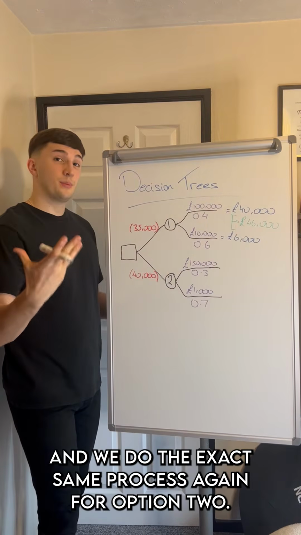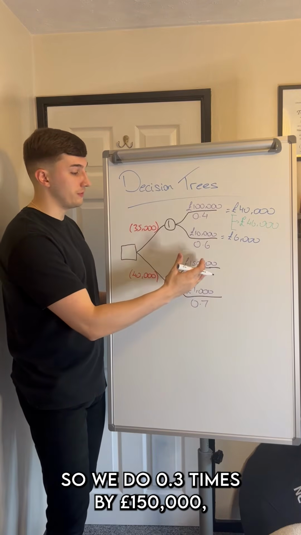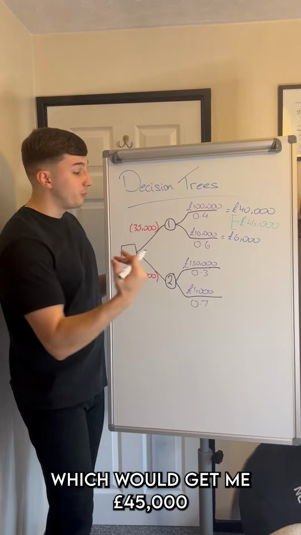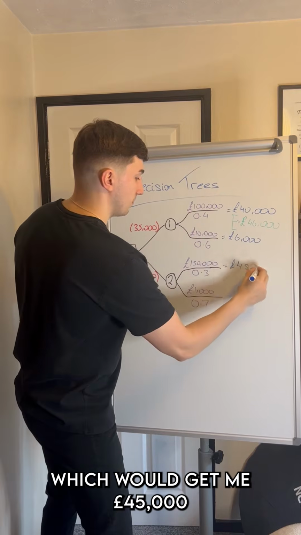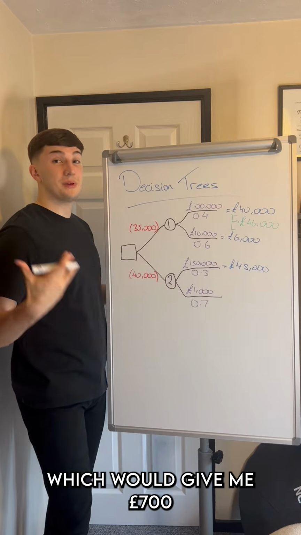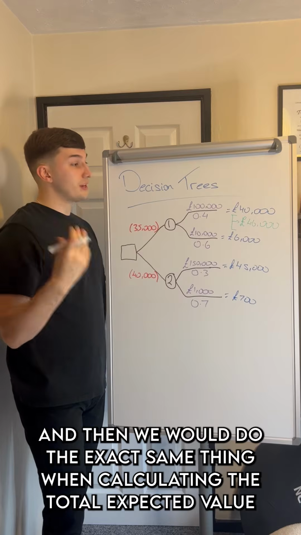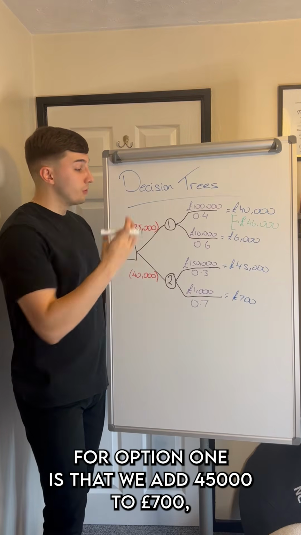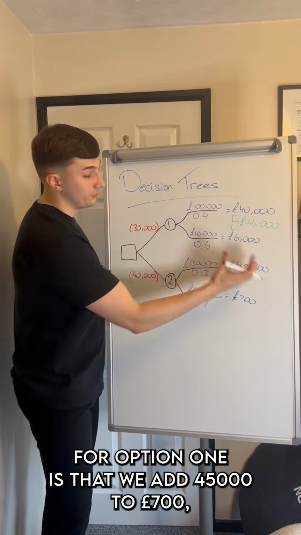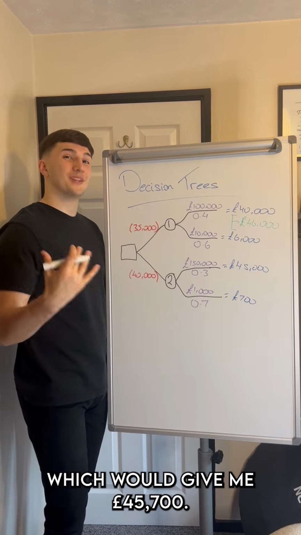And we do the exact same process again for option 2. So we do 0.3 times £150,000, which would give me £45,000. And finally, 0.7 times £1,000, which would give me £700. And then we would do the exact same thing as when calculating the total expected value for option 1, in that we add 45,000 to £700, which would give me £45,700.